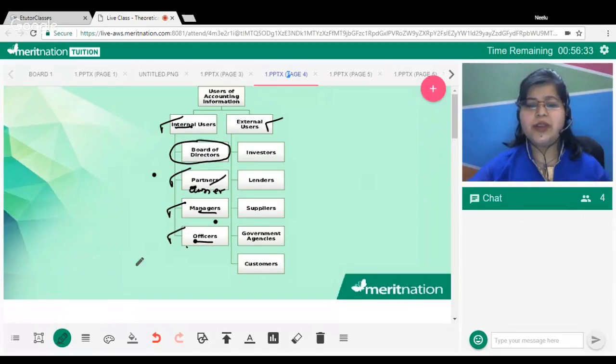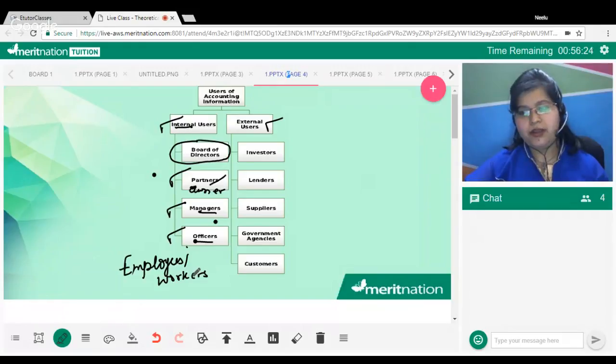Officers are basically, we're talking about the employees of the organization. The employees or the workers, they need to know what their future holds for them. If the business is doing well, they will demand bonuses, they will demand increments. And if their business is not doing well, they need to think about other arrangements. They need to think about their own future as well. So they need to know about what the financial state is.